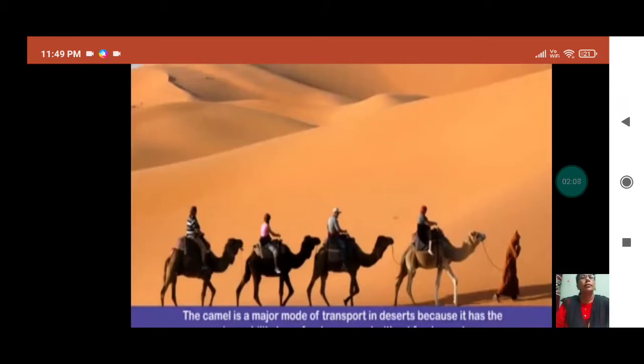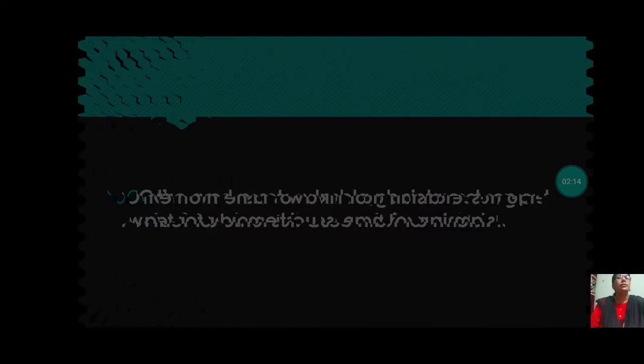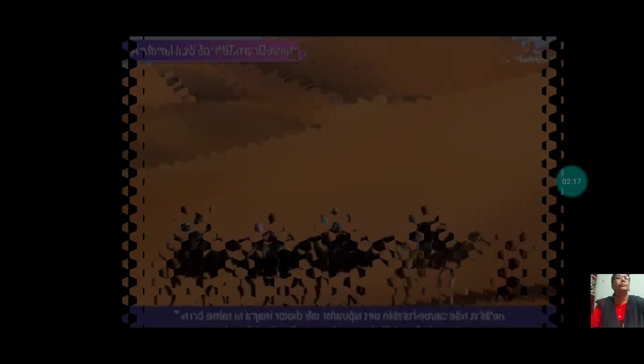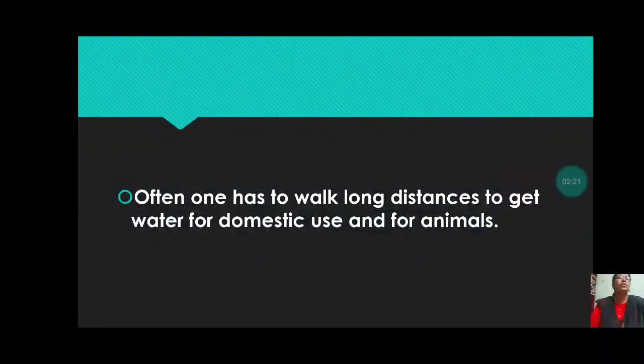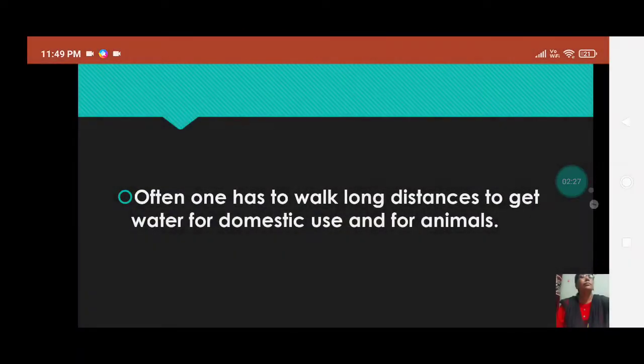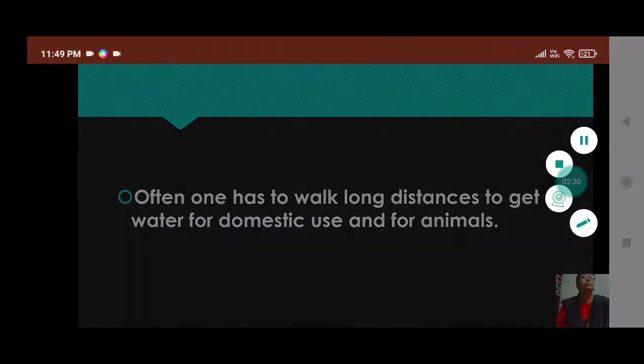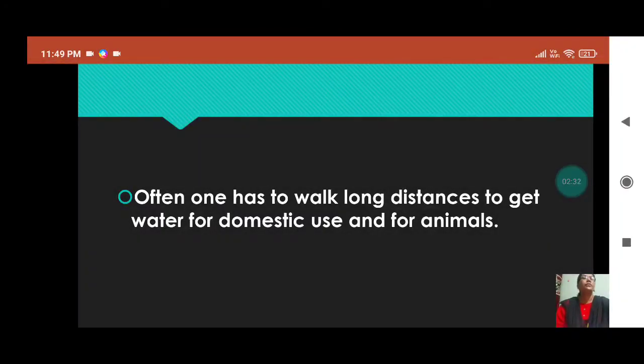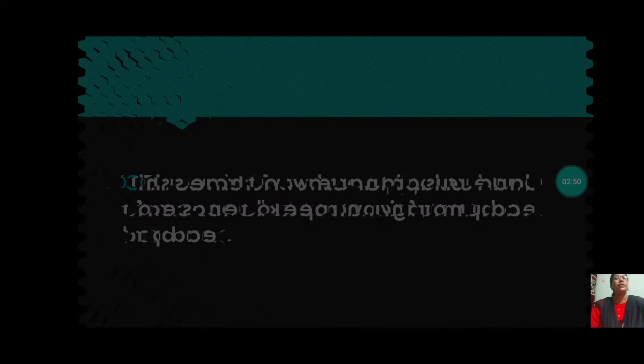And the camel is the major mode of transport in the desert because it has padded feet. Often one has to walk long distances to get water for domestic use and for animals. As you know, people here live a very tough life, children, because they get less rainfall. So they have to walk long distances to get water for domestic use and for the animals they are rearing. It is a very tough life for them.